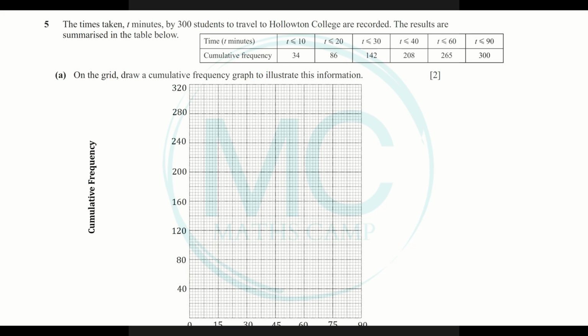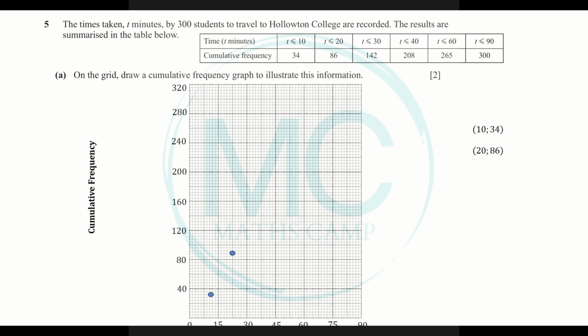And now we can start plotting our points. The x-coordinate of each point takes on the value in the block. It's always the highest value. So for our first point, it's going to have an x-coordinate of 10 and a y-coordinate of 34. We can plot this point over here. Then we have time of 20 and cumulative frequency of 86. Let's make a note of that. And I can plot this point over here.